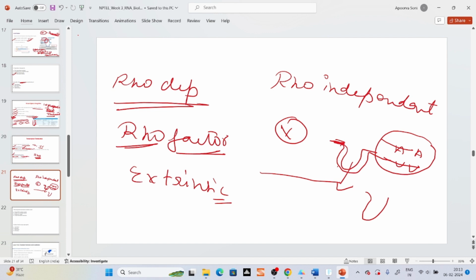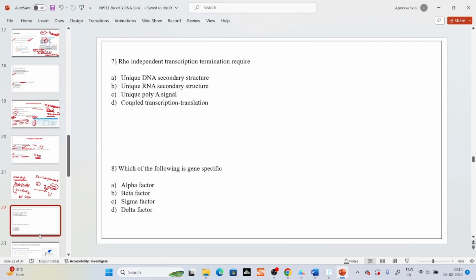Did you understand? In rho dependent, you need a rho factor, and this rho factor binds at the rut sequence. Whereas in the case of rho independent, no rho factor is there, but a hairpin kind of loop is formed, and as this loop keeps on increasing, it pulls the mRNA, and because the bonds are also AU, it can be easily pulled off. So these are the two methods, rho dependent and rho independent. Now we'll see these two questions.